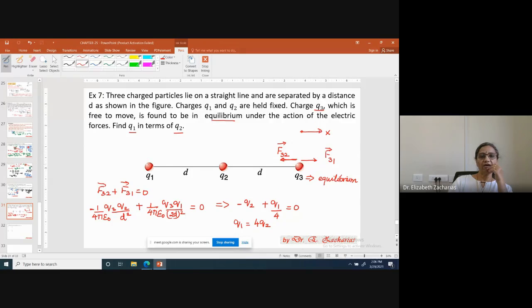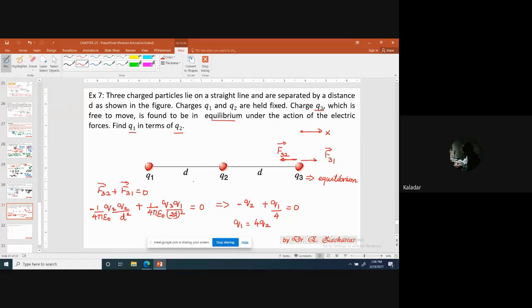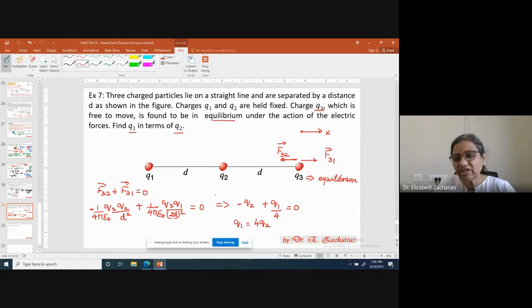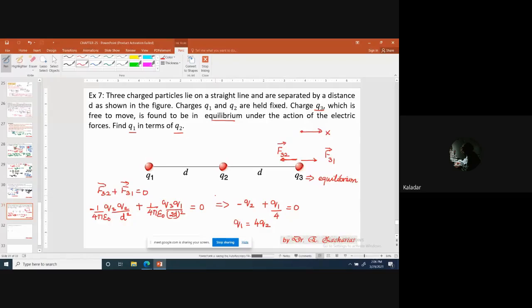Because if both of these are, let us say, positive, having the same sign, these forces cannot be in opposite direction. So one of them has to be positive, the other has to be negative. So are we missing something? Well, when you put negative on the force due to Q2, you already assumed that Q2 would be in the opposite direction. So now you found magnitude without the sign.